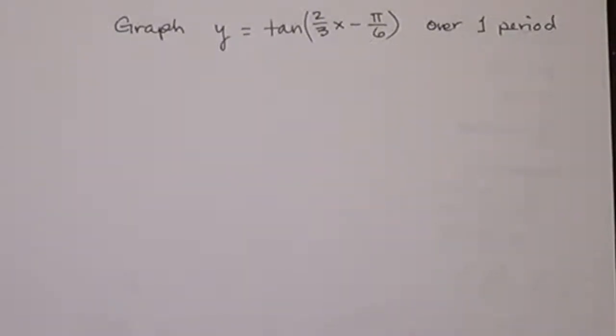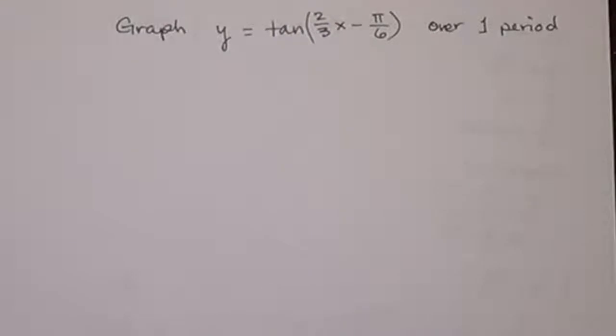So let's look at a couple of graphs of tangent. For this first one, y equals tangent of 2/3 x minus pi over 6. We want to graph this over one period. Here, again, we need to start by rewriting the function into the correct general form, and finding our values for the different variables.